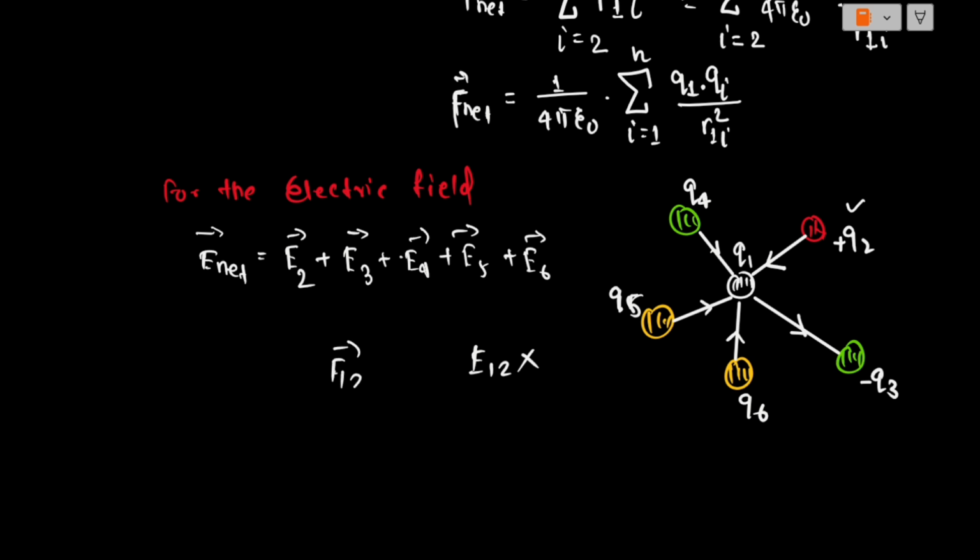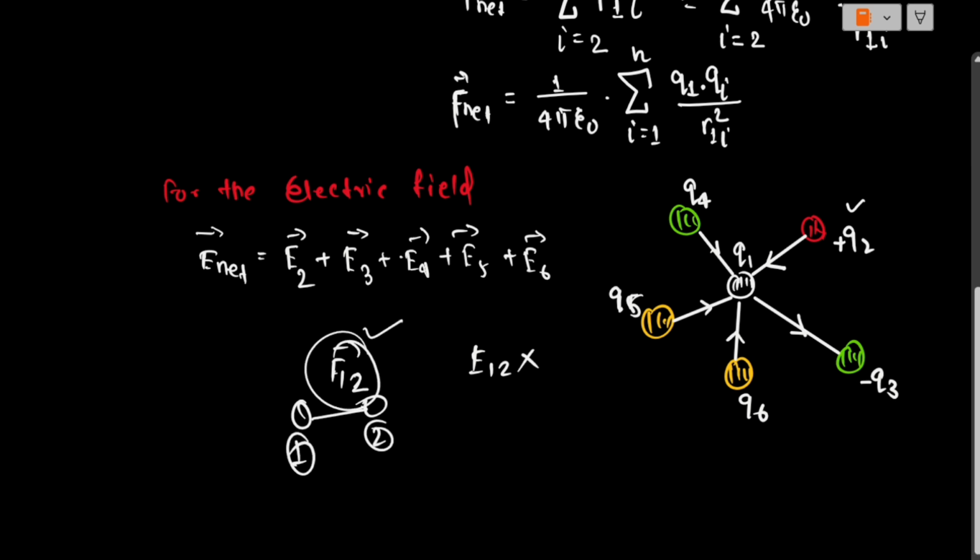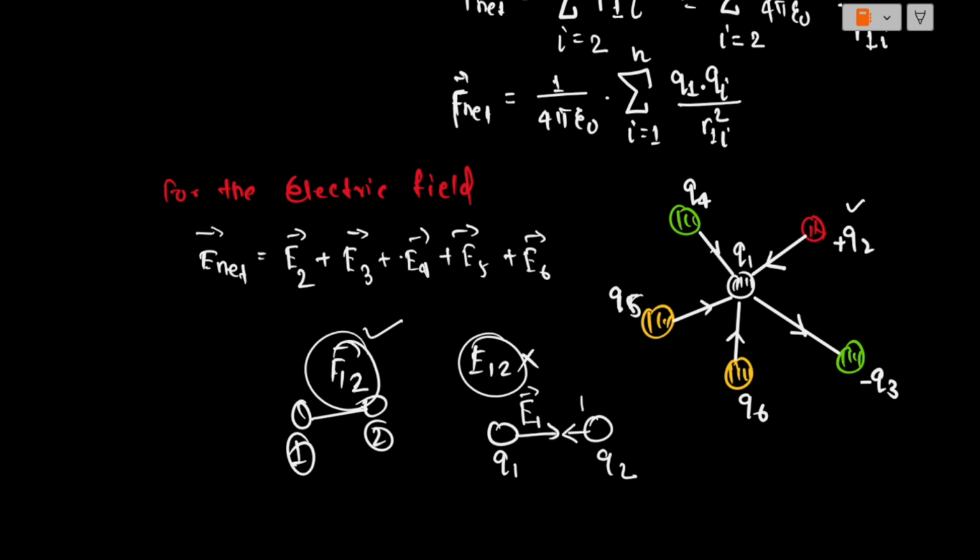F12 is possible because it is the mutual force between two charges. So this is, let's say, the q1 charge and this is the q2 charge. F12 is possible, but E12 is not possible, it is individual. In the previous video we have seen that these are the electric fields that interact with each other and create a force. If we have a charge q1 and a charge q2, then q1 has its own special electric field E1, and q2 has its own particular electric field E2. These are the different electric fields that interact with each other and create a kind of force, which we call the Coulombian force.